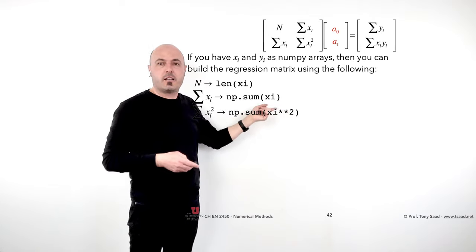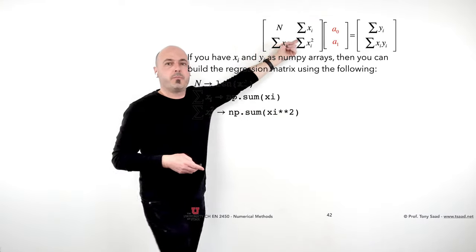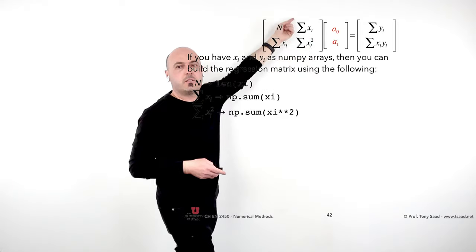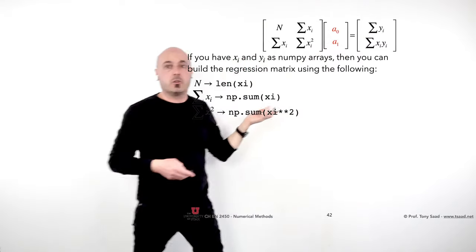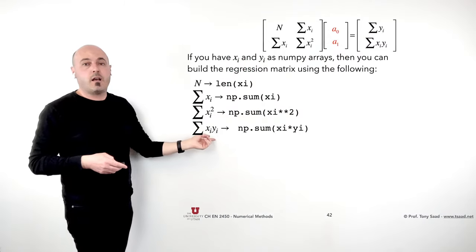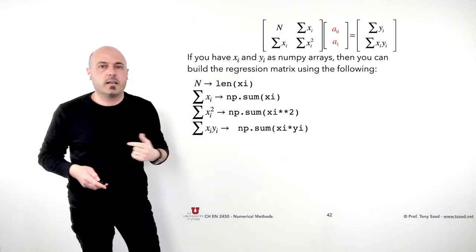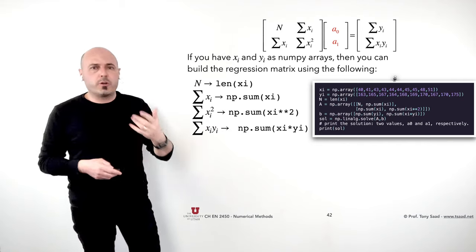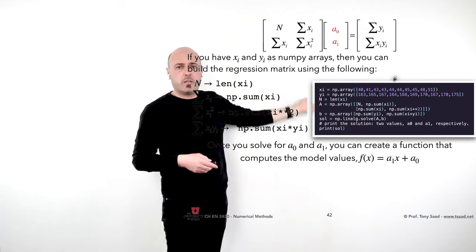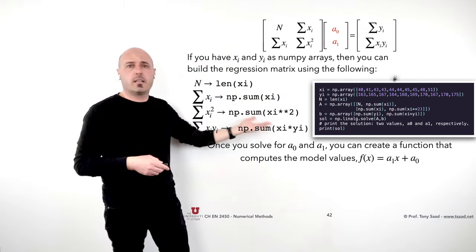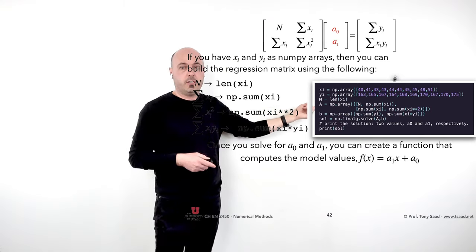So it's going to take each xi and square it. Okay, so I have a typo over here. This should be sum xi squared. This is the sum xi. Sum yi is the same thing, numpy.sum of yi. And finally, sum of xi yi is numpy.sum of xi times yi. Really cannot get any easier than this. This is a working example that we're going to do together now in a Jupyter notebook. Now, this would allow you to solve for the A0 and A1. So once you program the matrix, we're going to do this together in a second.